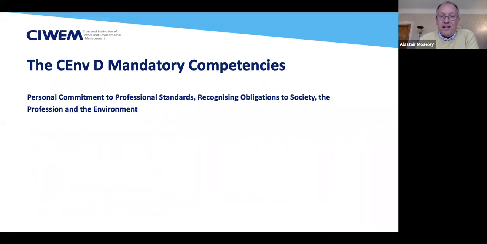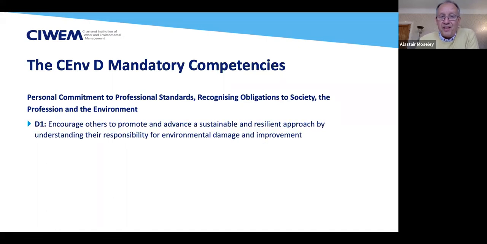Chartered environmentalist, now you'll be interested to know here, there is no E-competence. So there's only the D competencies, of which there are 4. These are about personal commitments to professional standards. Begin to hear the same phrases coming out now. Recognising obligations to society, this is a new one. Actually, the Royal Charters all have an obligation to society written into them, but the Society of the Environment have chosen to make you recognise that in writing, and also your obligations to the profession and the environment.